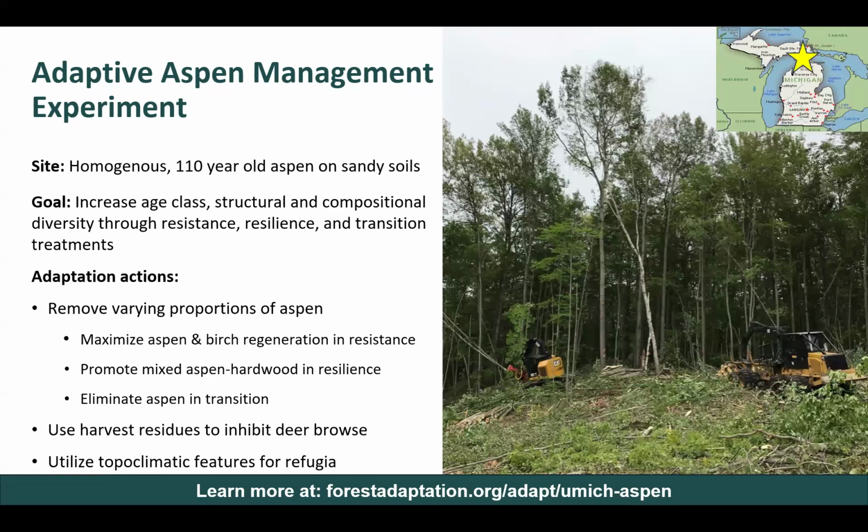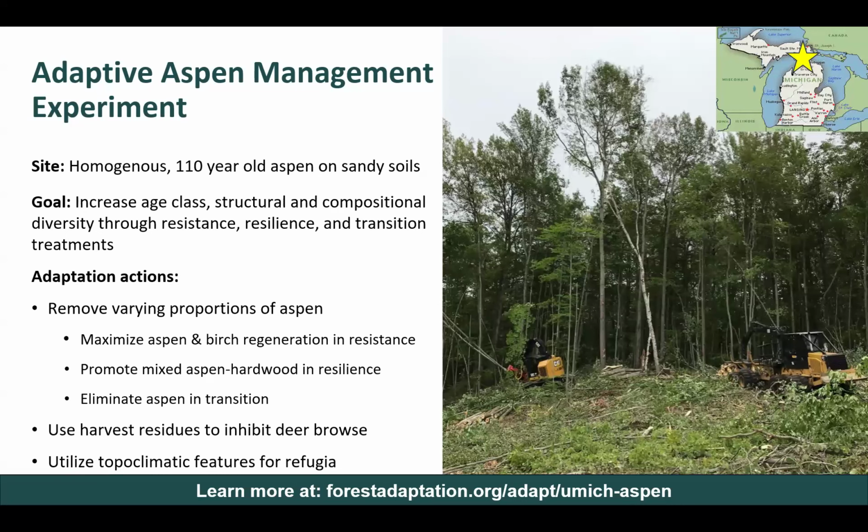This was economic operational scale forestry with a research component. And as part of this experiment, we harvested about 75 acres of fairly homogeneous, compositionally, structurally mature aspen located on landforms with sandy soils. Our overall goal was to increase age class, structural, and compositional diversity of these stands and the landscape within which they're embedded through resistance, resilience, and transition treatments.